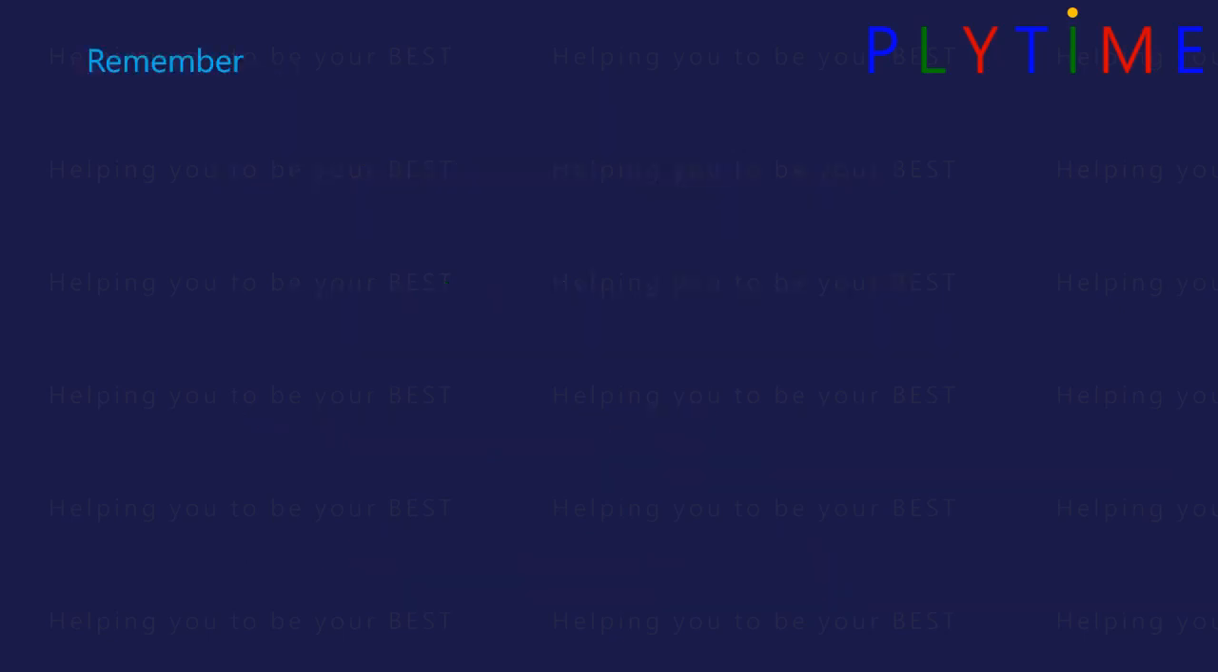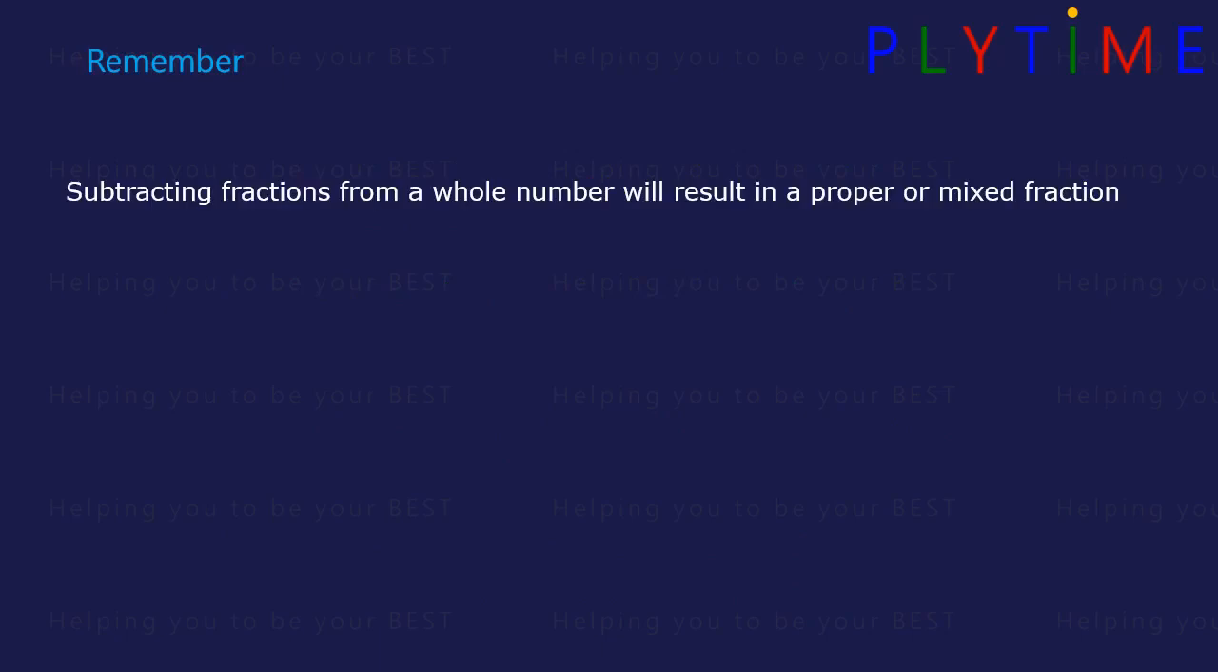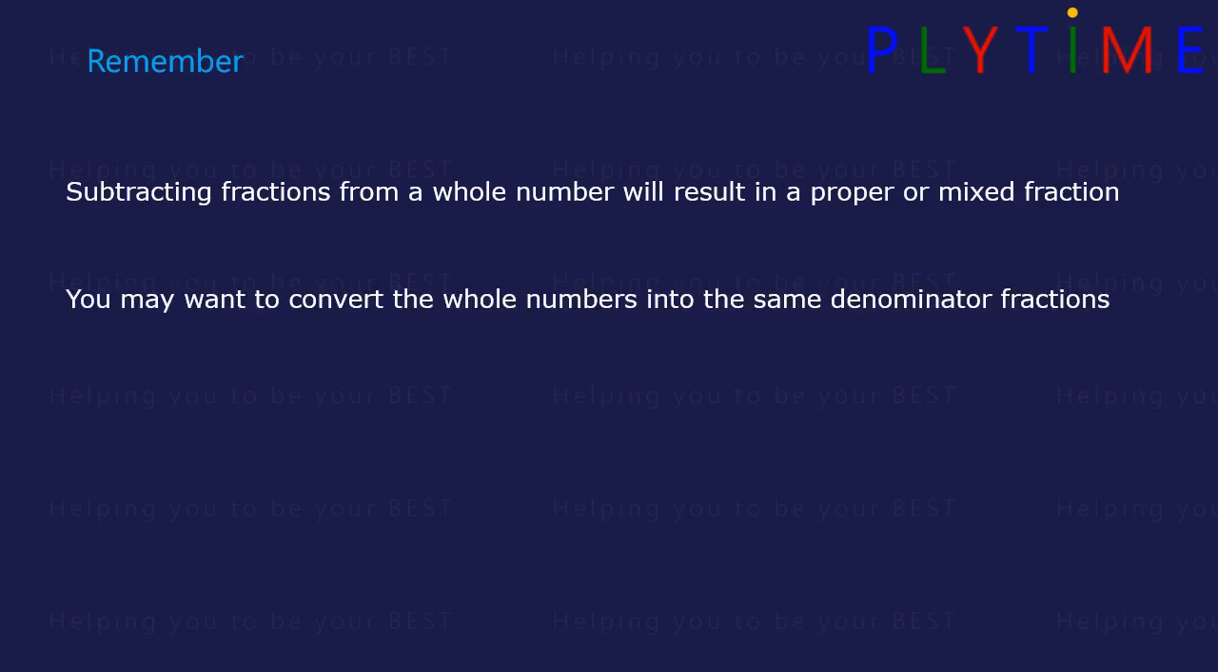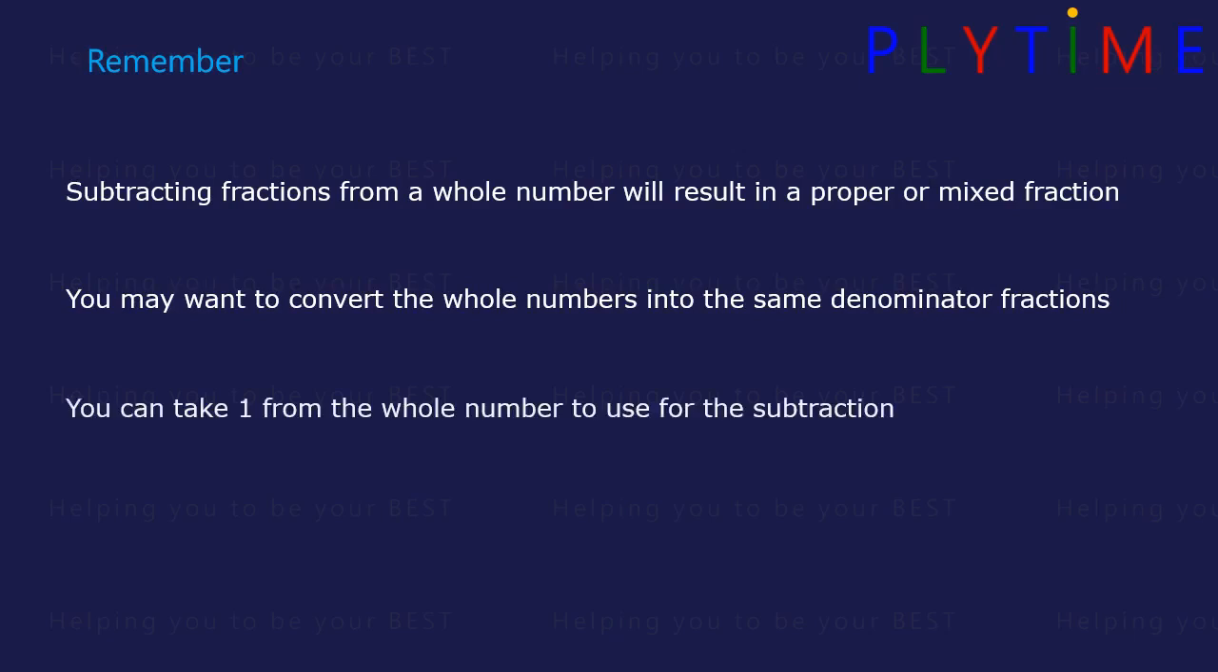Remember, subtracting fractions from a whole number will result in a proper or mixed fraction. You may want to convert the whole numbers into the same denominator fractions. You can take 1 from the whole number to use for the subtraction. Or you may prefer to add up chunk steps.